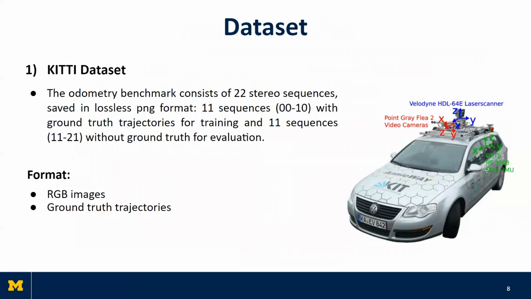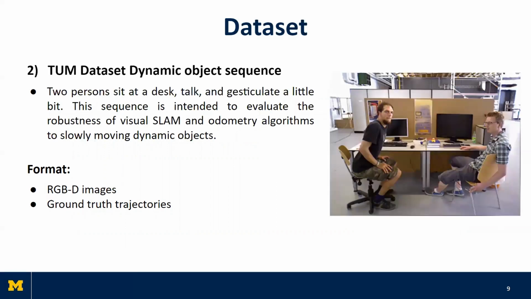For evaluation, we use two different kinds of datasets. The first dataset is the KITTI dataset. It's recorded with a stereo camera on moving vehicles, and it includes RGB images and a ground truth trajectory. The second dataset we are using is the TUM dataset, and it is recorded by an RGBD camera in an office with moving people. The dataset includes RGBD images as well as ground truth trajectories.